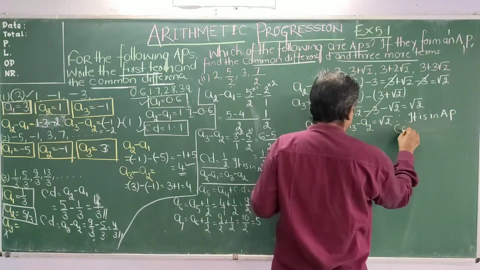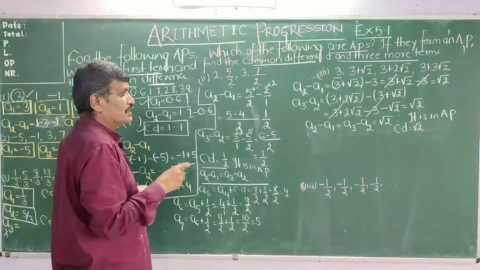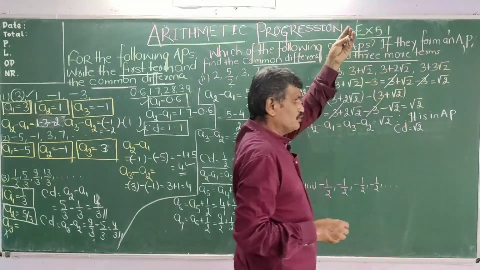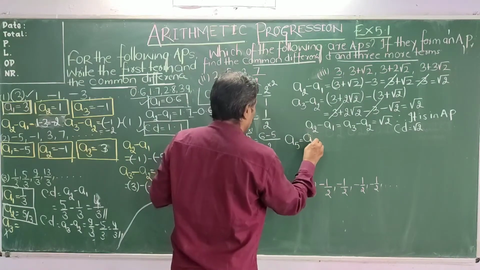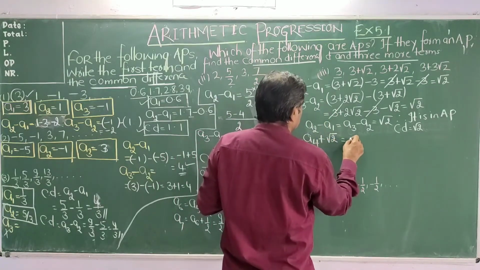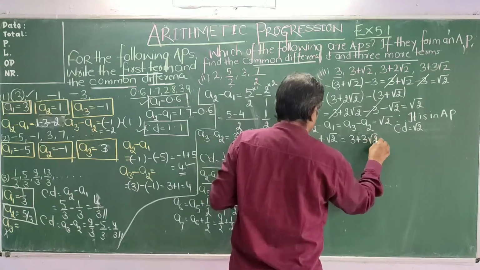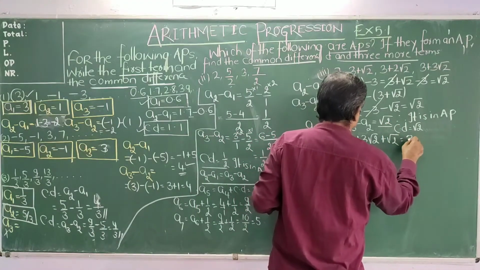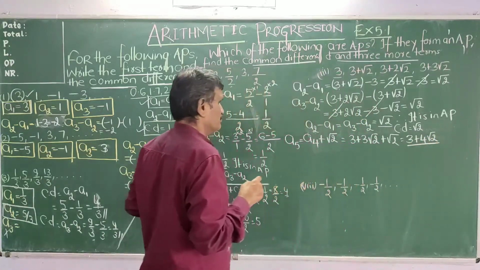What is the common difference? Common difference is root 2. Okay, done. Now next 3 terms you want. 1, 2, 3, 4 terms are given to you. Next you want the fifth term. So if you want the fifth term, then it is equal to fourth term plus root 2. What is the fourth term? Simple. Fourth term is 3 plus 3 root 2, plus what is the common difference? Root 2. That means 3 plus 4 root 2. This is the fifth term.